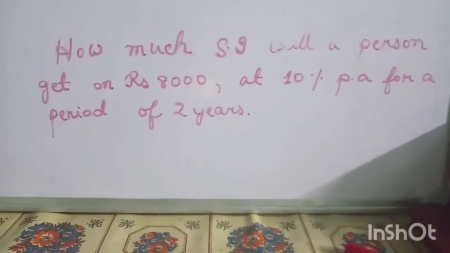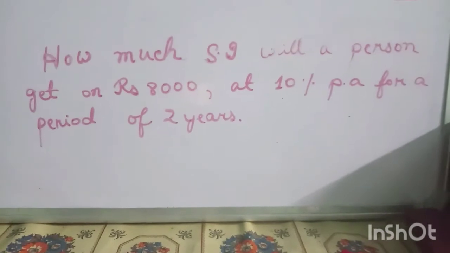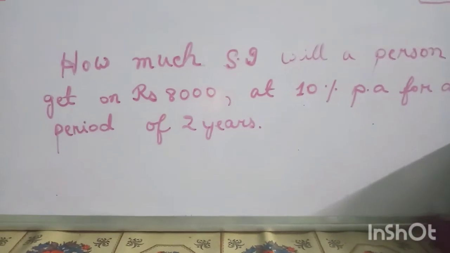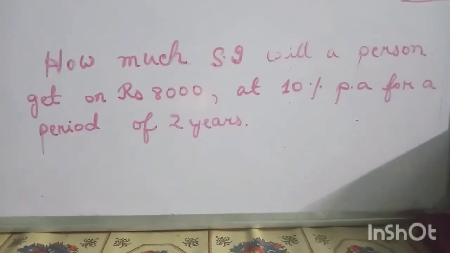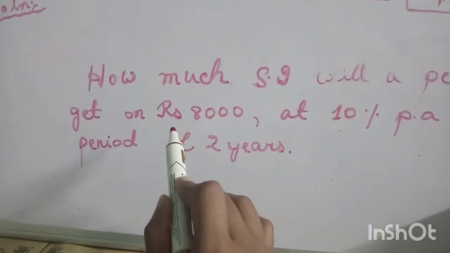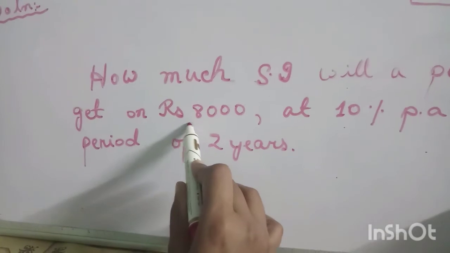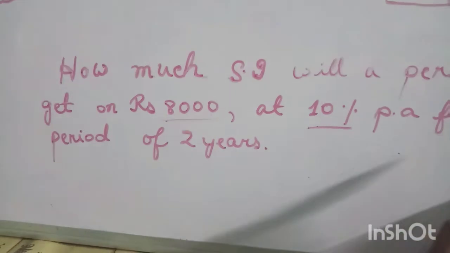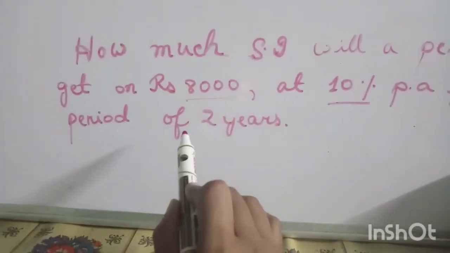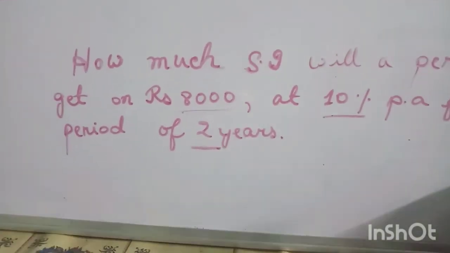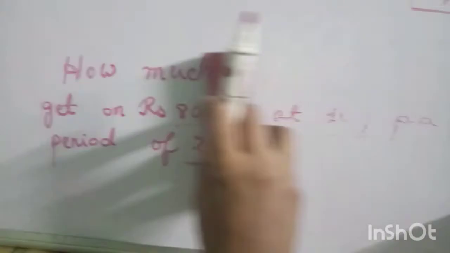The question that we will solve is this one: how much simple interest will a person get on rupees 8,000 at 10% per annum for a period of 2 years? So this is the question, and here, as you can see, this is the principal amount, this is P, and we have a rate of 10%, and the time period is 2 years. So we will apply the formula for simple interest and find the solution.